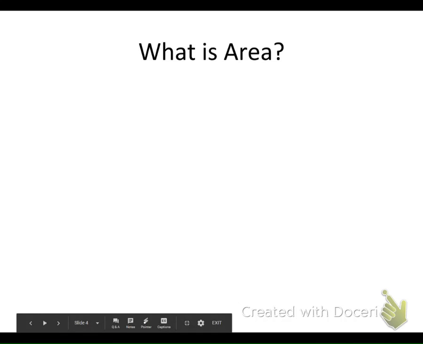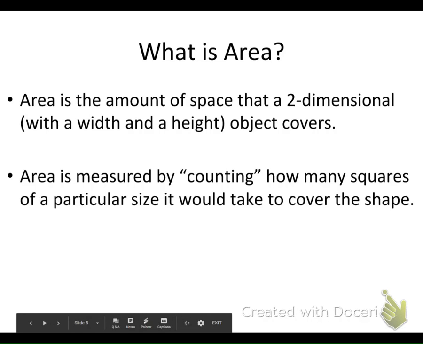So on your note sheet, it says finding the area of rectangles. The first part of your note sheet says, what is area? Now, we talked briefly in our opener today about what area is. It's where you're taking the outside numbers and multiplying them together to find the amount of space in a dimension. So right here is what you're going to write down. Area is the amount of space that a two-dimensional object, with width and height, covers. Okay?